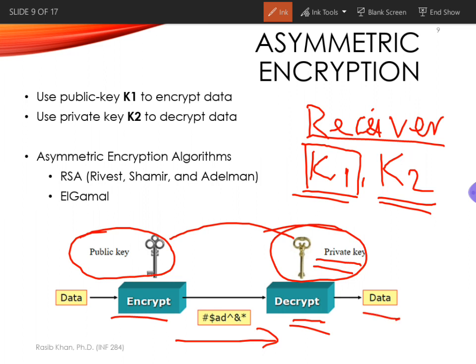All right, so this is the difference between symmetric and asymmetric encryption, where symmetric uses the same key for encryption and decryption, and in asymmetric encryption we use two keys, a public key and a private key, for encryption and decryption. The common algorithms for asymmetric encryption are RSA and ElGamal, and both of these are very well known and well supported with most protocols for encryption and also for VPNs.